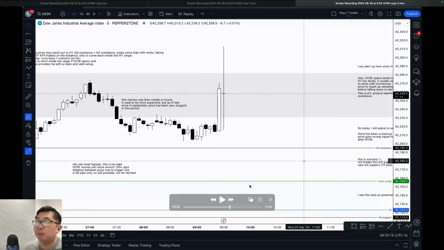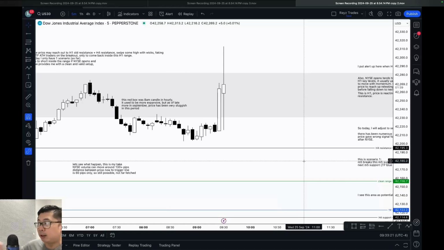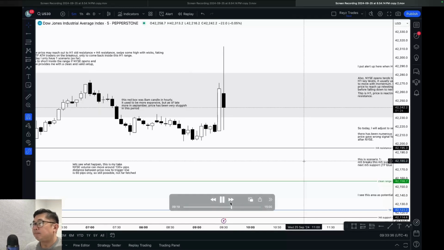But I'm not going to put this into my arsenal just yet until I backtest it. Okay, and I will share the result with you guys as well. And only on the NYSE open, not before, because the volume is not going to be enough. Look at the volume. Right, look at this strong rejection.